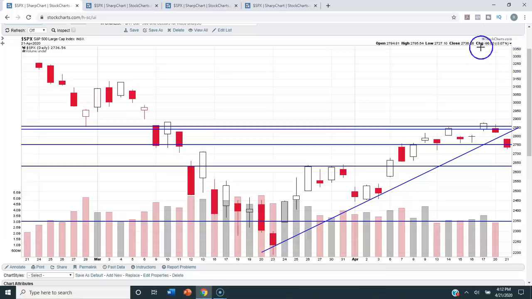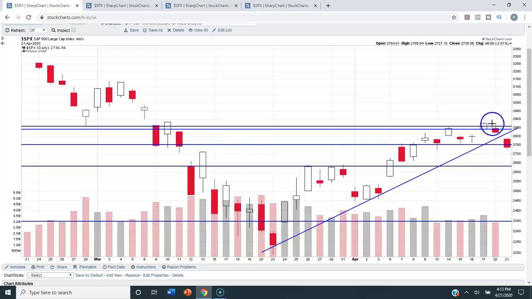Today we were down 3.07% on the S&P 500 and closed at 2736.56. What we're looking at here is a 2-month chart of the S&P 500 where each candlestick represents 1 day of trading. The reason I wanted to start with this chart is this is the same chart we've been using for the last few days. I wanted to show you that we have broken this uptrend line that had been intact since the March 23rd bottom. So we did close beneath that uptrend line, and we also closed beneath the 2750 line.